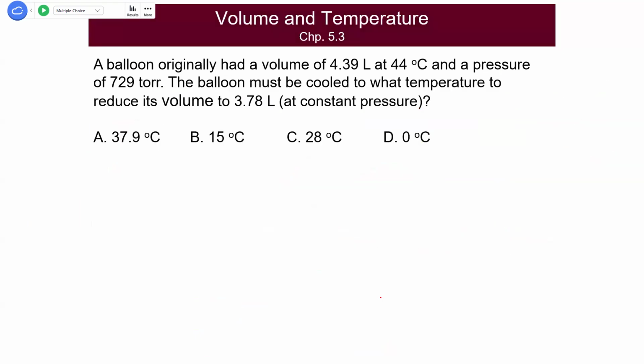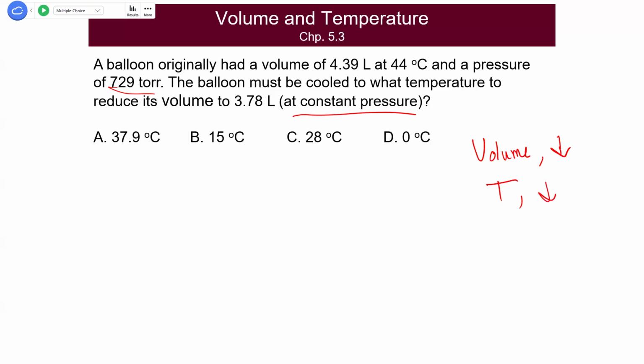All right, so a balloon originally had a volume of 4.39 liters at 44 degrees Celsius and a pressure of 729 torr. The balloon must be cooled to what temperature to reduce its volume to 3.78 liters? We're going to stay at constant pressure. So do we need to do anything with our pressure unit? Nope. And then our volume is doing what? Is it increasing or decreasing? Decreasing. So what do we expect our temperature to do? Temperature is also decreasing. Perfect.